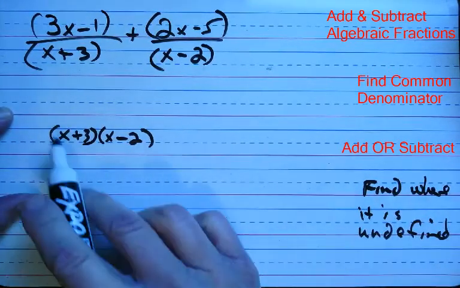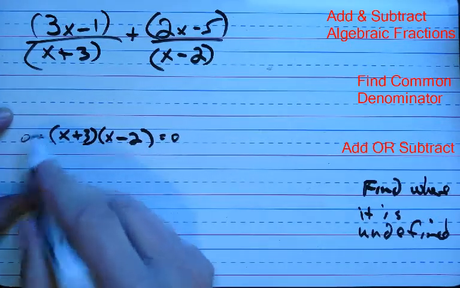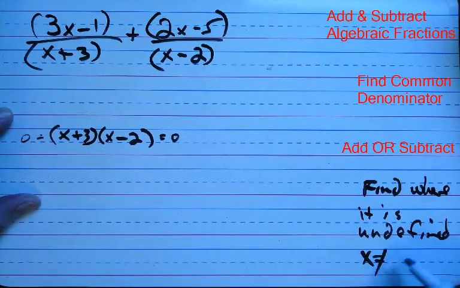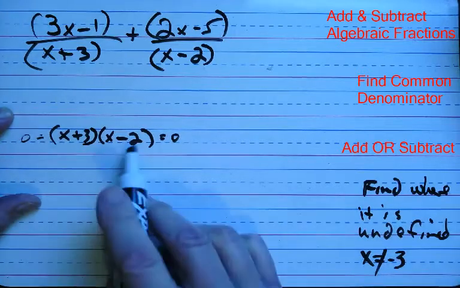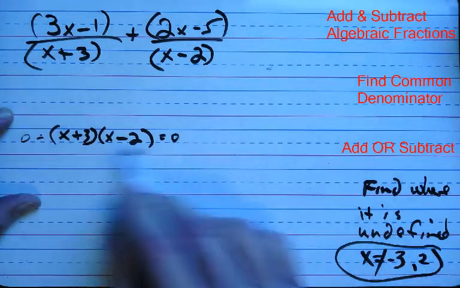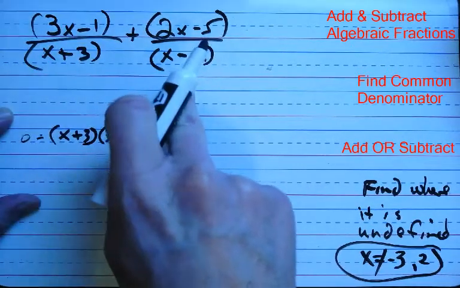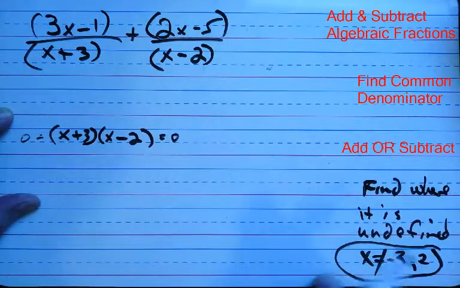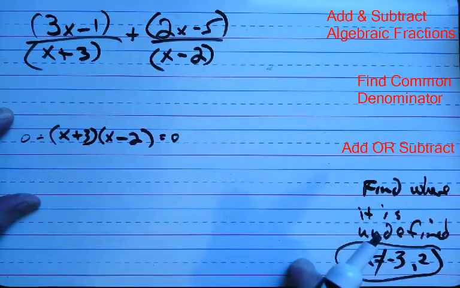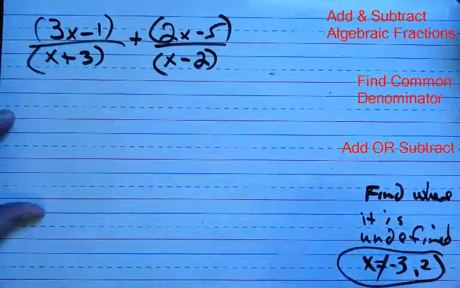So where is it undefined? Well, what makes this side equal 0 is -3. And what makes that side equal 0 is +2, right? So the answer to what makes it undefined is that. So that's the first step. Find what the common denominator is, and you know exactly what makes it undefined. Okay? Now then, let's keep going.